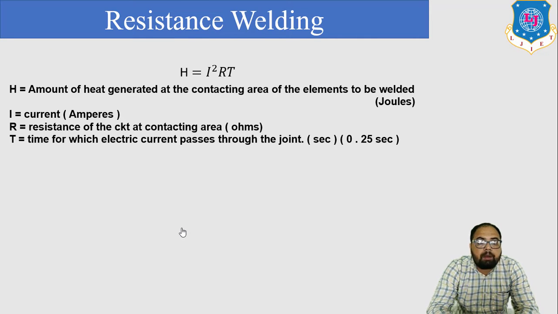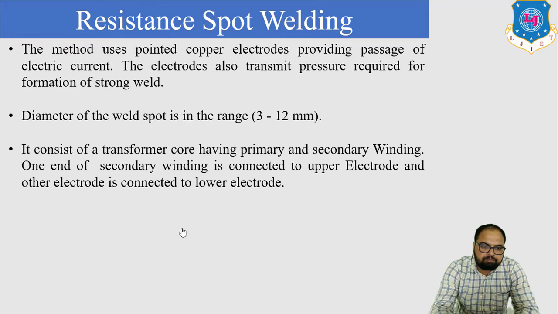H is the amount of heat generated at the contacting area of the elements. I is the current in ampere, R is the resistance of the circuit at the contacting area, and T is the time for which electric current passes through the joint. Now in this method we can weld in the range of 3 mm to 12 mm.